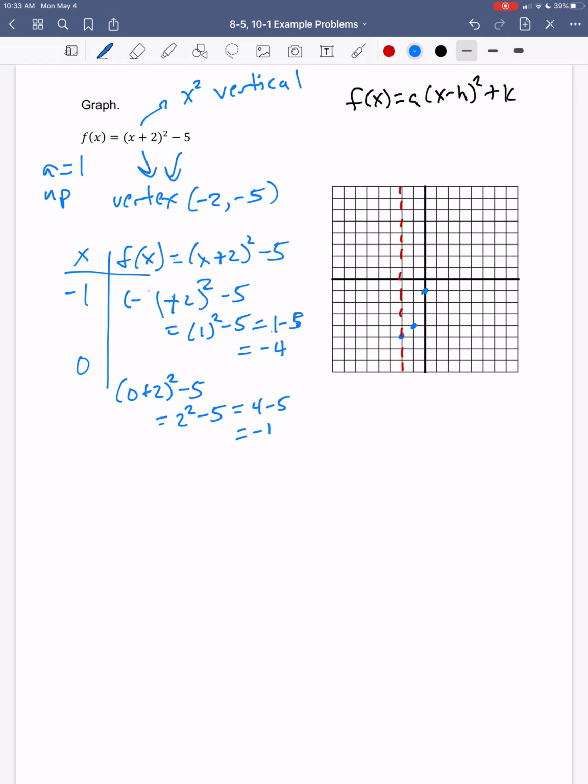So again, I have symmetry. These points are 1 to the right and 2 to the right, so I'm going to go 1 to the left and 2 to the left, and there would be my parabola. It should keep opening outward. I almost started going too far up there. My vertex then is at negative 2, negative 5, and my axis is at x equals negative 2.